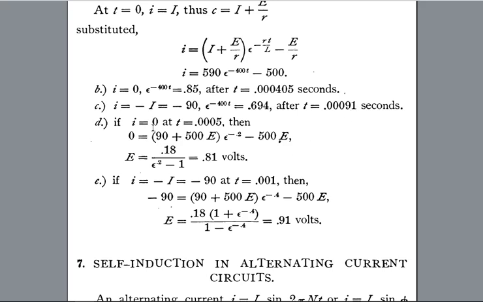D. If I equals 0 at t equals 0.000333, then 0 equals (90 plus 500e) times e to the power negative Rt over L minus 500e. So 500e times e to the power negative 0.133 minus 500e equals negative 90. Then e equals 0.18 over (1 minus e to the power negative 0.133) equals 0.81 volts. E. If I equals negative 90 at t equals 0.001, then negative 90 equals (90 plus 500e) times e to the power negative 0.4 minus 500e. Thus, e equals 0.18 times (1 plus e to the power negative 0.4) over (1 minus e to the power negative 0.4) equals 0.91 volts.